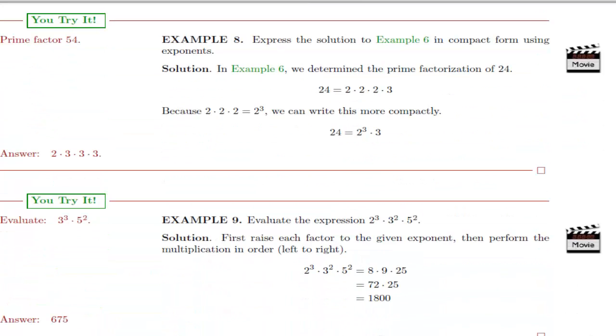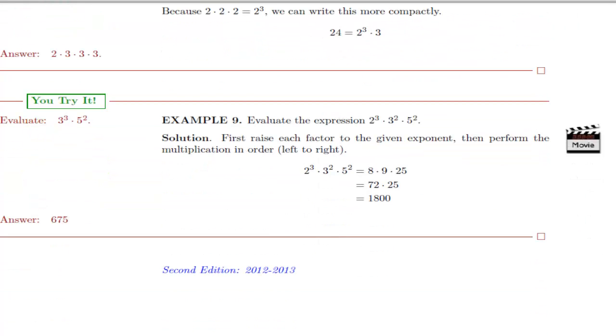Example 8. Express the solution to Example 6 in compact form using exponents. In Example 6, we determined the prime factorization of 24 equaling 2 times 2 times 2 times 3. Because 2 times 2 times 2 equals 2 to the 3rd power, we can write this more compactly as 24 equals 2 to the 3rd power times 3.